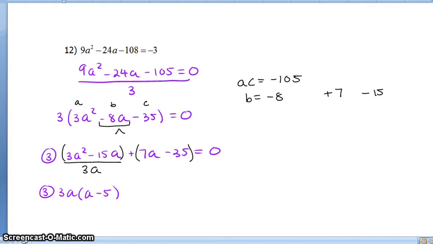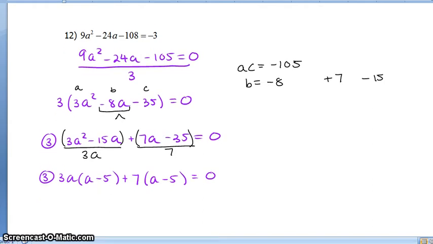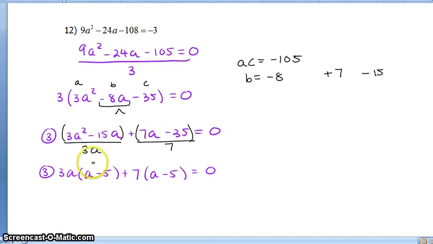In this set of parentheses, I'm going to look for another GCF. So here, you're going to notice that they have 7 in common. So I'm going to take that 7 and put it on the outside, and I'm going to be left over with a minus 5. And all that still equals 0. Now notice that a minus 5 and a minus 5 match up. So we're really happy about that because this is now actually a GCF. So a minus 5 and a minus 5 match.